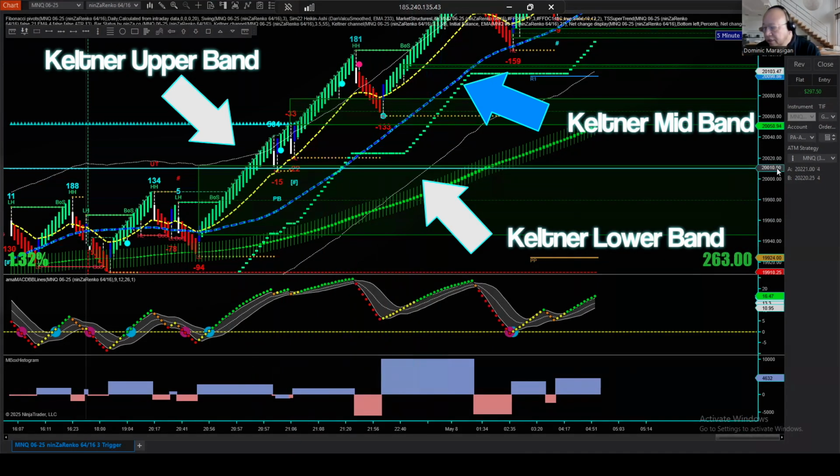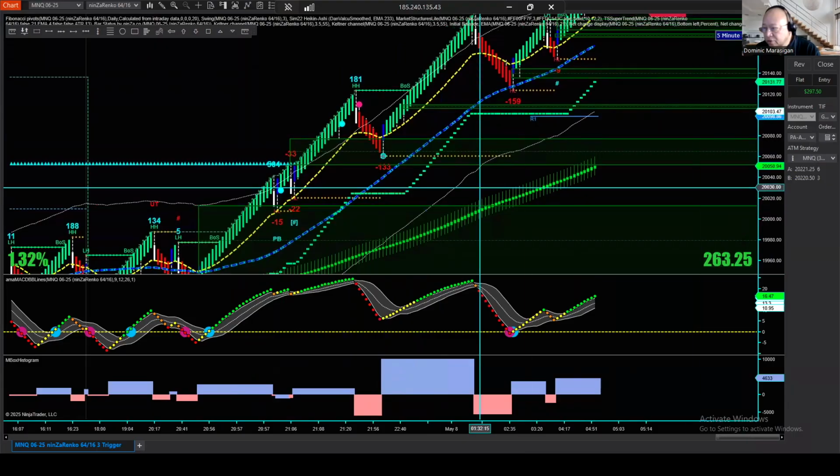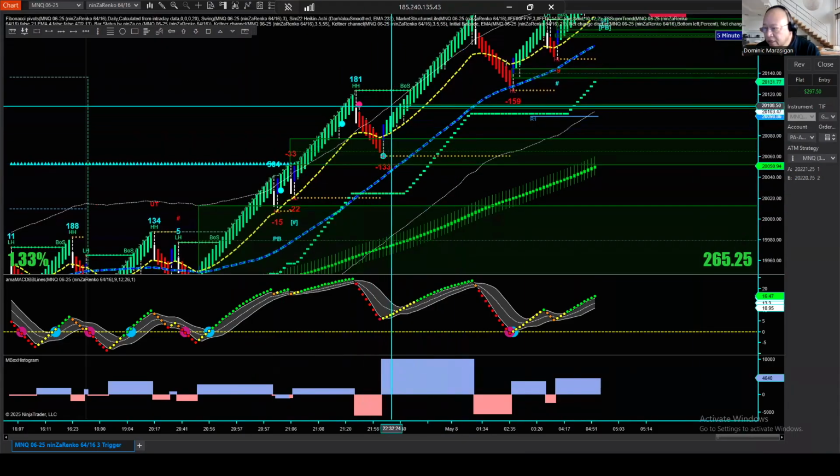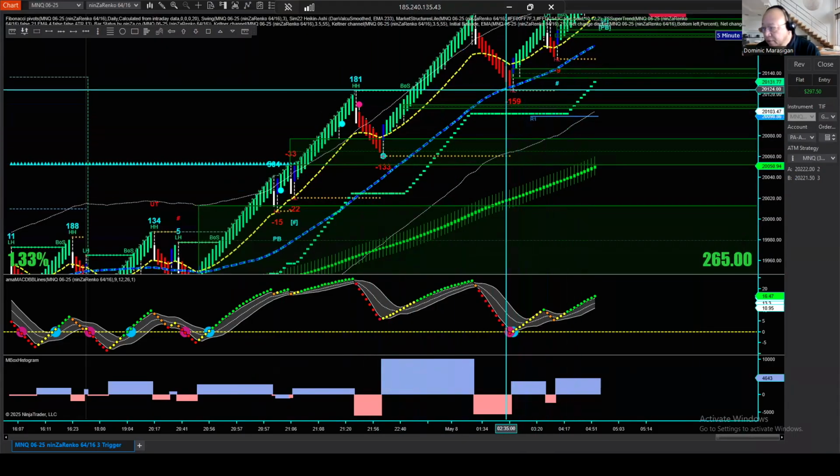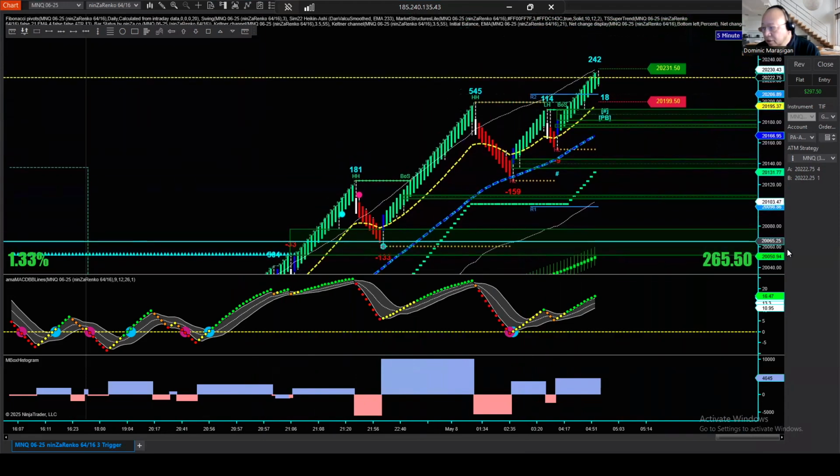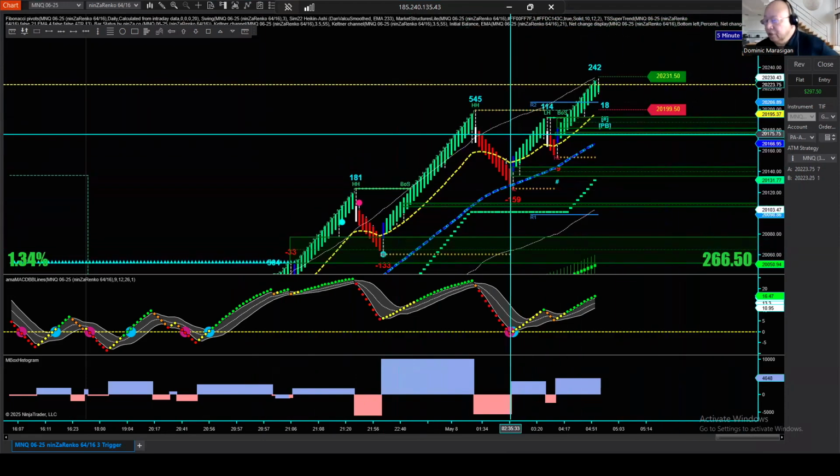That's your trend indicator. As long as you're above that, you keep on trading all the pullbacks and going back up, especially the pullbacks into the mid band or the 55 EMA. You can see that's golden. It's continuing going up. Again, I'm trading micros.